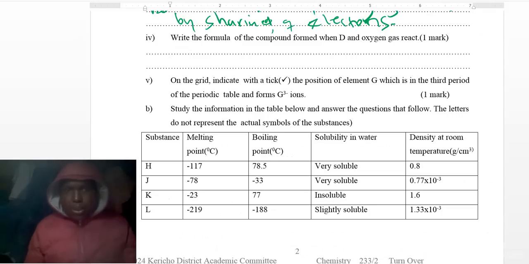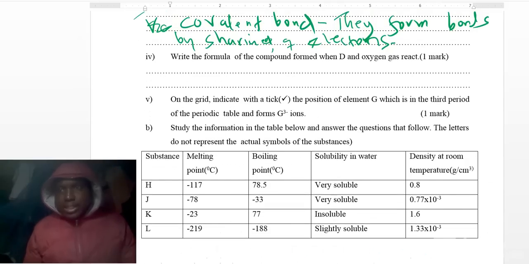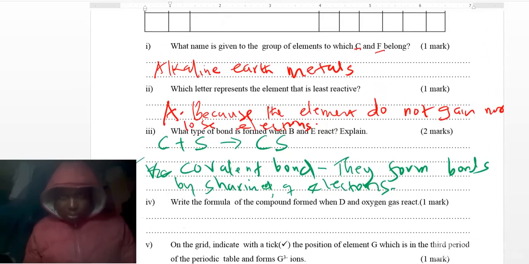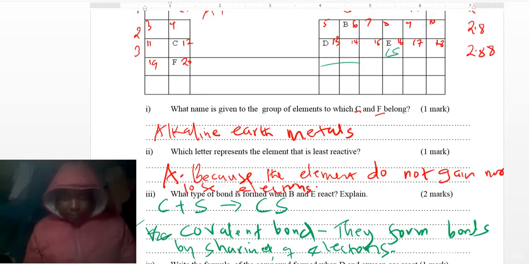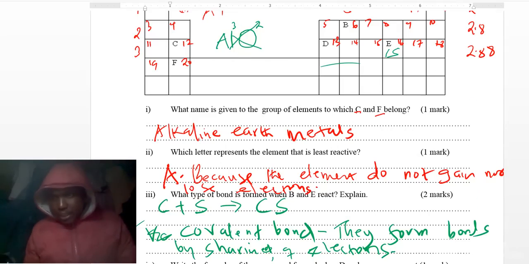Write the formula for the compound formed when D and oxygen react. So you go back to D, you check which one is D. Let us go back to the table. D is number 13, and that number 13 is aluminium. So aluminium, when it reacts with oxygen, they form aluminium oxide. Aluminium has got a valence of 3, oxygen has got a valence of 2. So they interchange, so we will have this one.